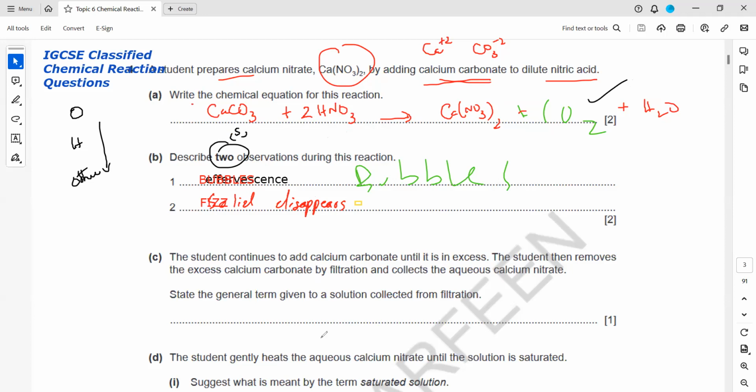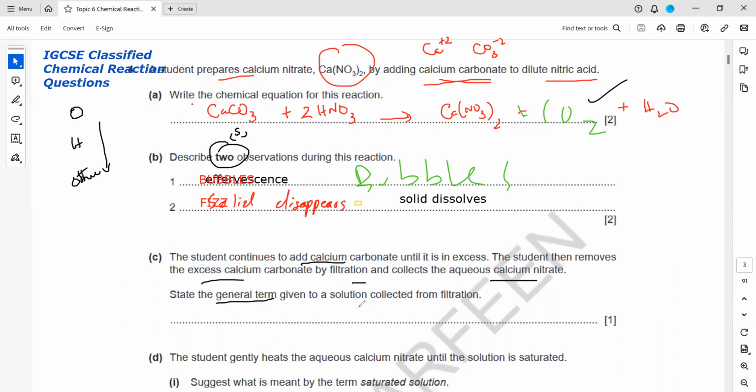What if there was a transition element or a transition metal? In that case, we'll mention it will form a colored solution. If it's a non-transition element, then it will be colorless, but if it's a transition metal, it will form a colored solution. The student continues to add calcium carbonate until it is in excess. The student then removes the excess calcium carbonate by filtration and collects aqueous calcium nitrate.